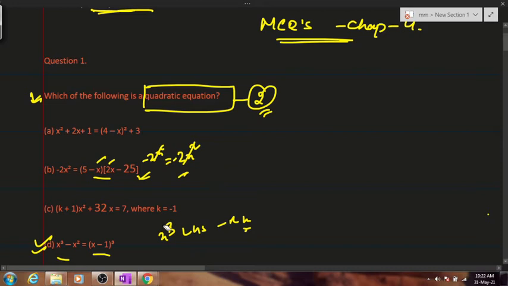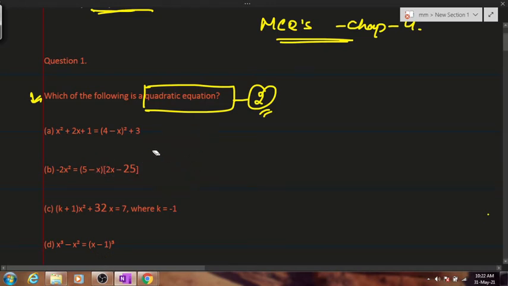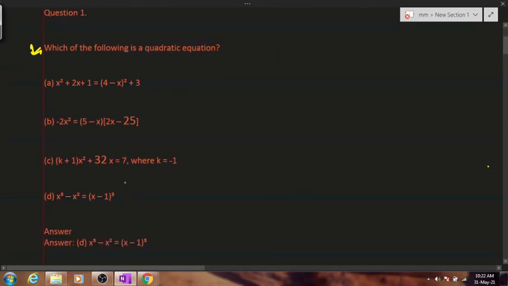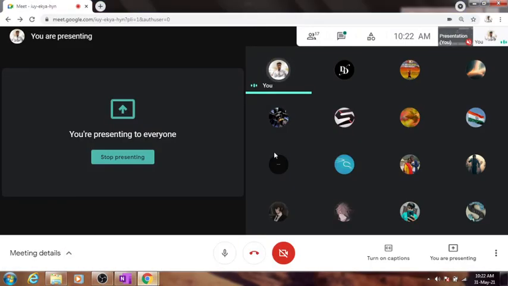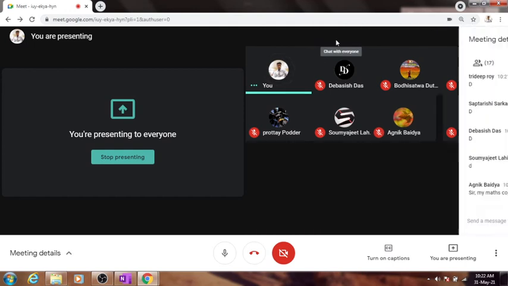Is this numerical clear to everyone? Yes, sir. I won't expand this and show you. I just gave you a hint that x cube gets cancelled on both the sides, so you'll be left with x square. Highest order 2 will be your quadratic equation. Clear? Should we move on to the next one? Yes, sir. Pratay Poddar, is it clear? Yes, sir.